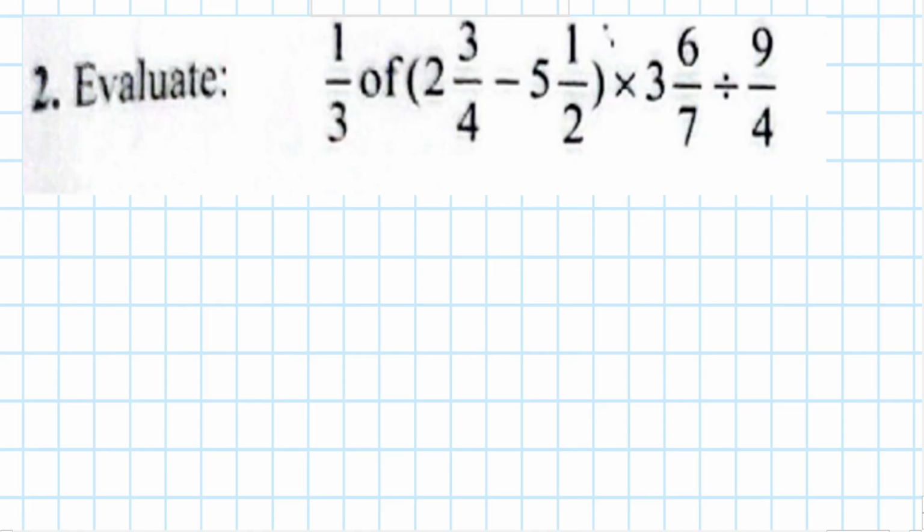Then question 2, evaluate a third of this one, 2/3/4 minus 5.5, then times 3/6/7 divided by 9/4. So again, we use BODMAS.